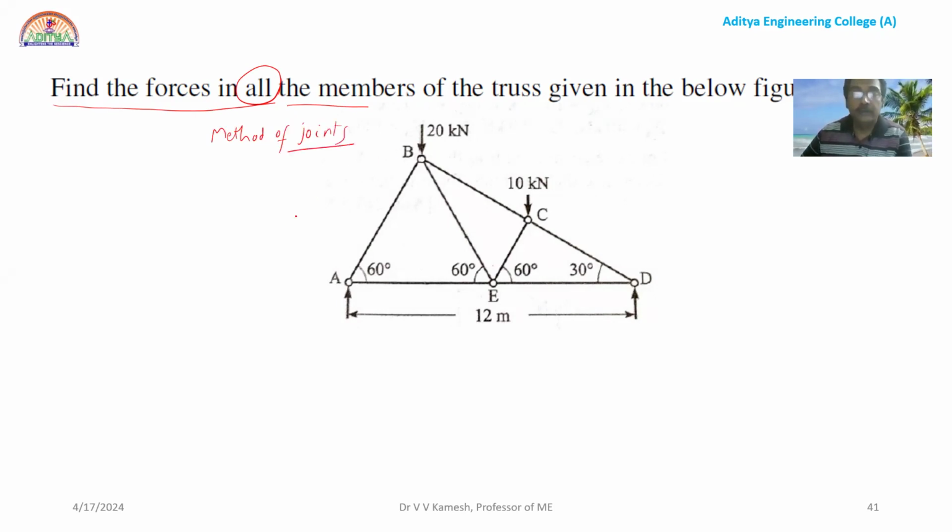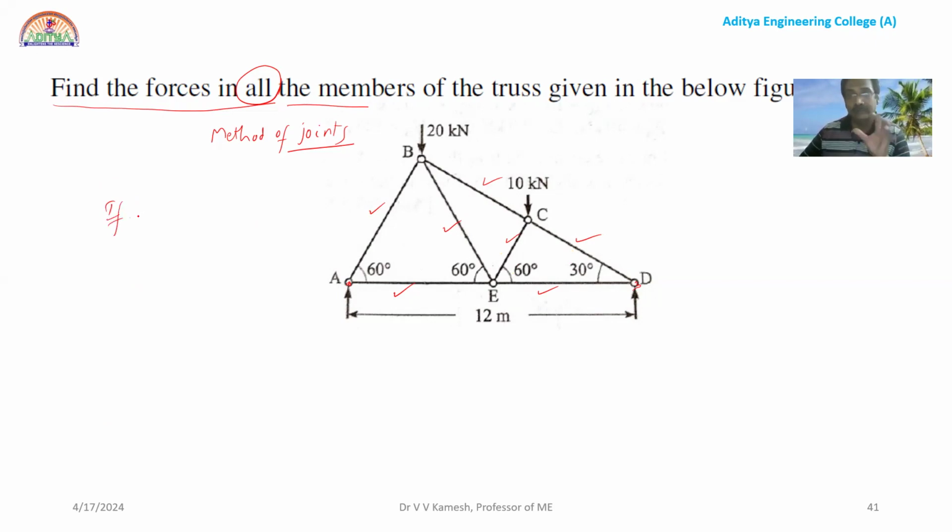So you need to find the reactions initially: reaction at A, reaction at B. After that, you need to consider the force in AB, force in AE, force in BE, force in BC, force in CE, force in DE, and force in CD. Every force you need to find.